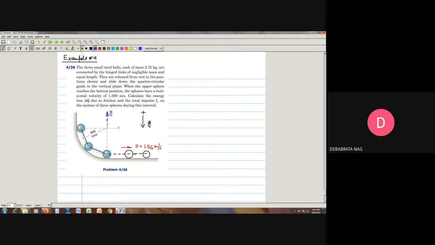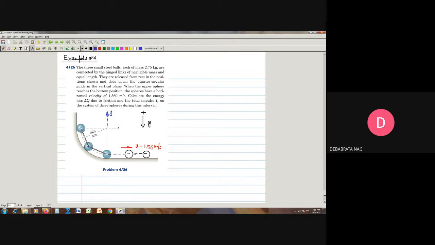I mean to say, from time t equal to 0 to this position, the time taken by this condition to come to this position, during this time interval we need to calculate how much will be the total impulse provided to the system along the x direction.